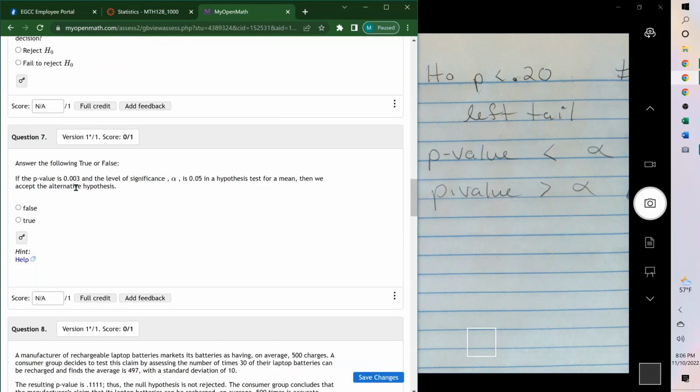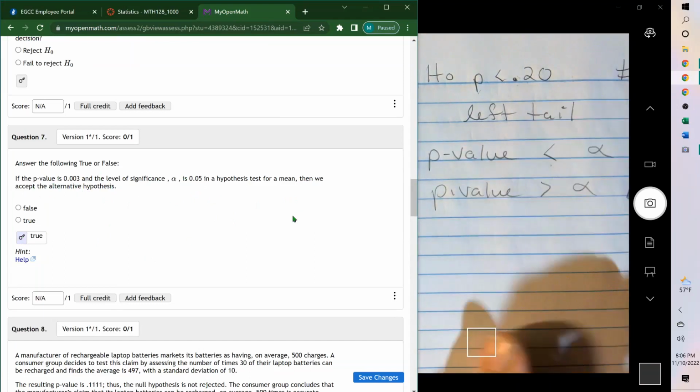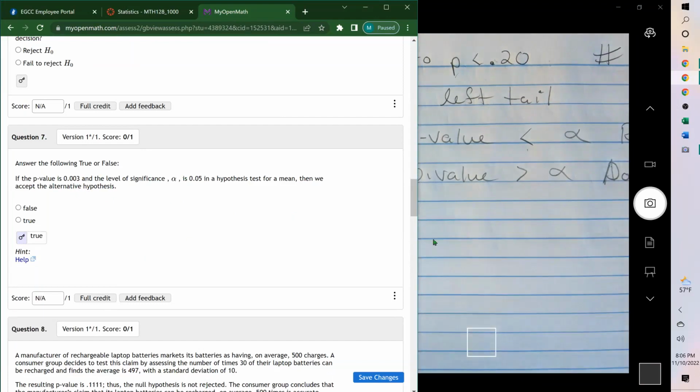If the p-value is 0.003 and alpha is 0.05, then we accept the alternative. Because it's less than, we reject H sub 0 and accept the other. Whoops, I'm not leaving enough space.